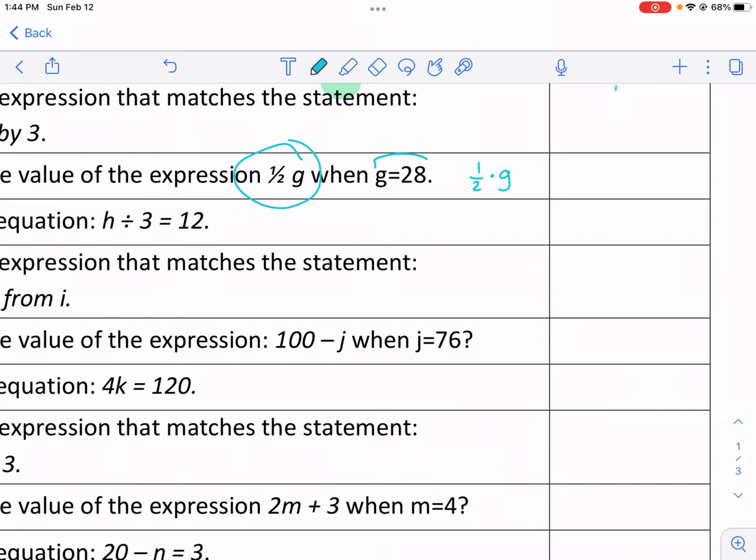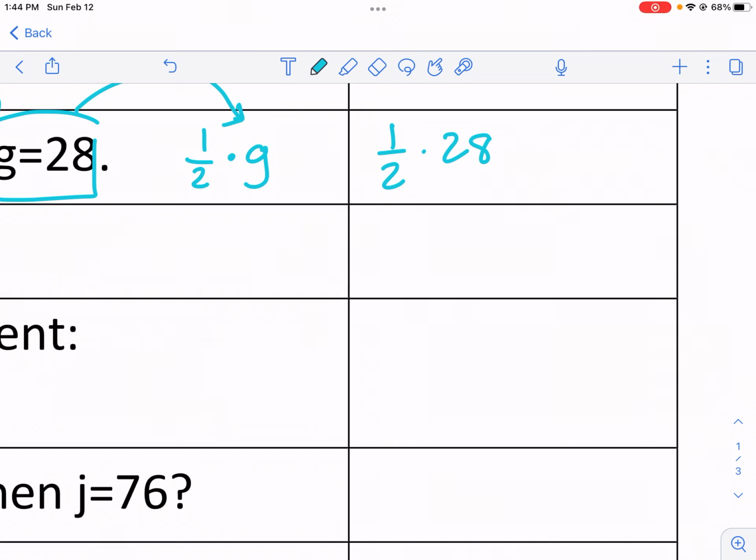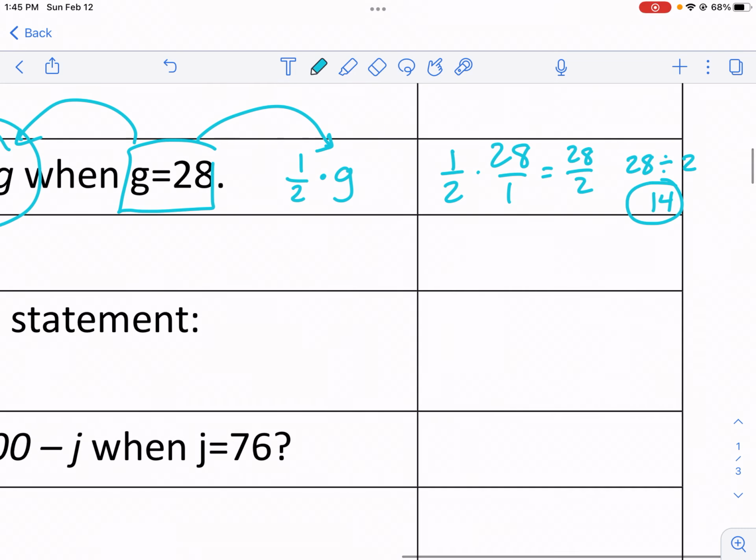Well, first off, let's substitute. So we're going to substitute this value in for g. So we have 1/2 times 28. My students get confused with that. One way you can rectify that situation is you can do 28 over 1 and multiply it. Then we do top times top, bottom times bottom. Then you think, okay, we can simplify this fraction, or we could treat this like division. 28 divided by 2. Well, I know that's 14, and that happens to be my answer, okay?